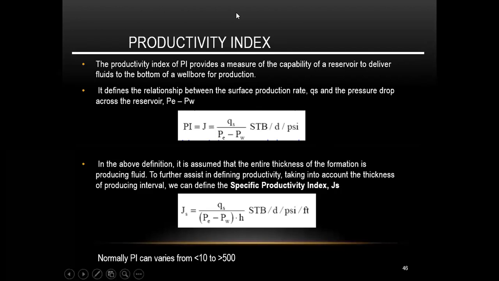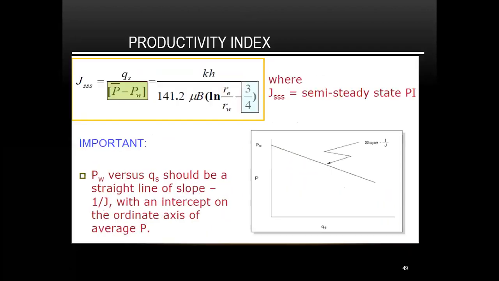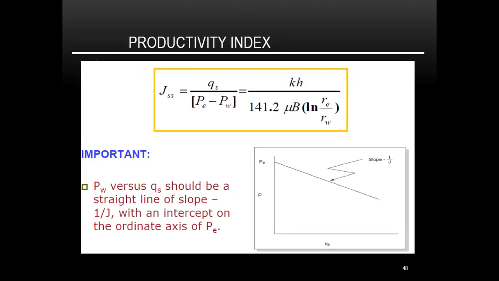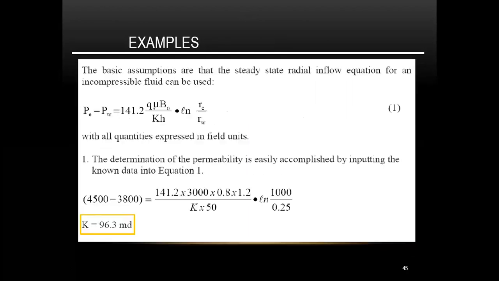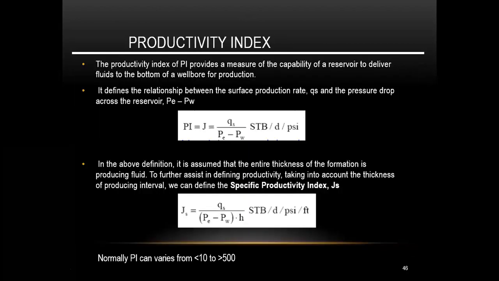Let's stop it here and we will continue from the next lecture. So far, do you have any question from the IPR? Okay. We will talk about the productivity index in the next lecture.